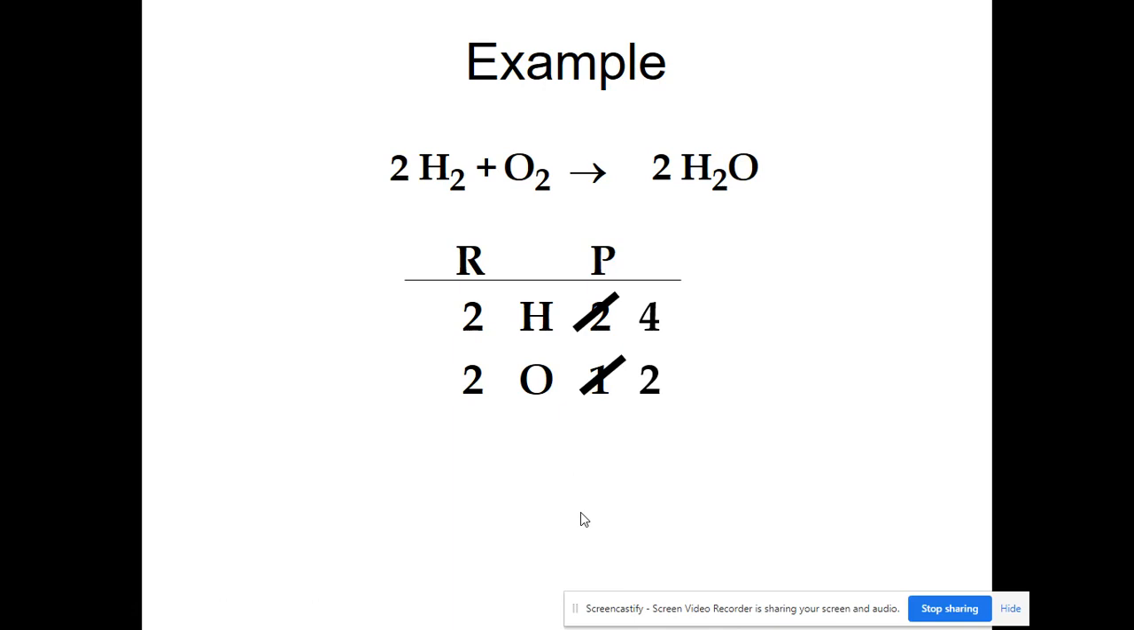And when we do that, we see with our table that now we have 4 hydrogens on the reactant side and on the product side. We also have 2 oxygens on the reactant side and 2 oxygens on the product side. So now our equation is balanced. So by using a table, this can just help you to think through the balancing.